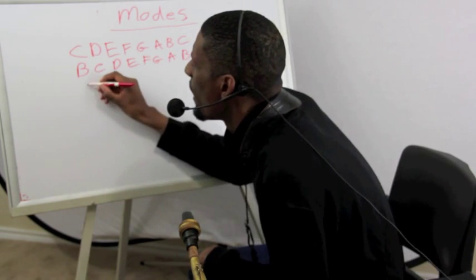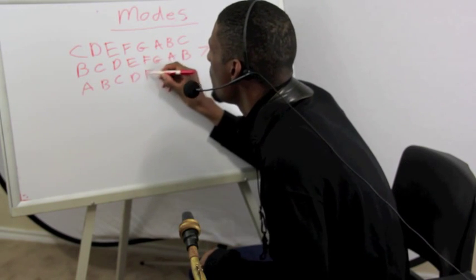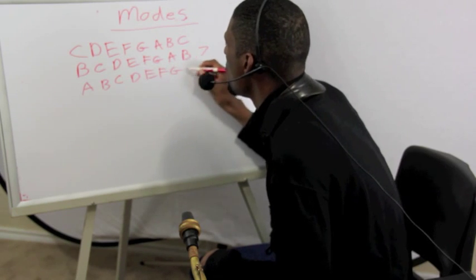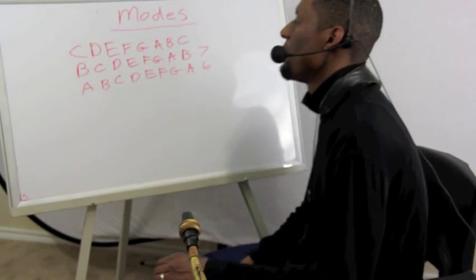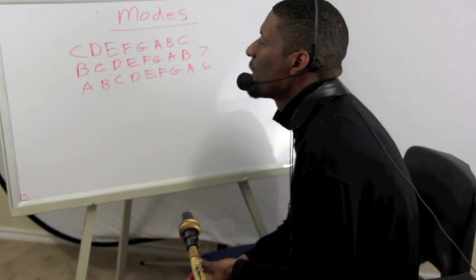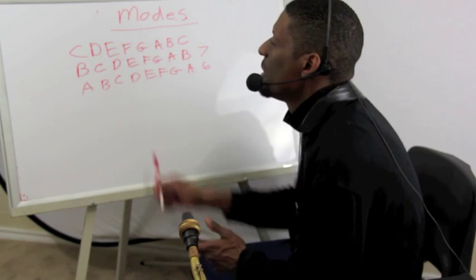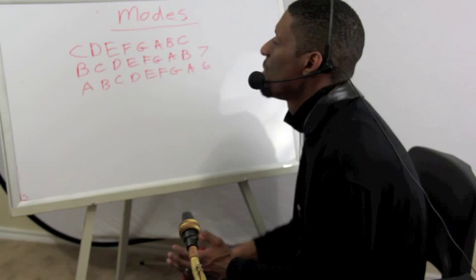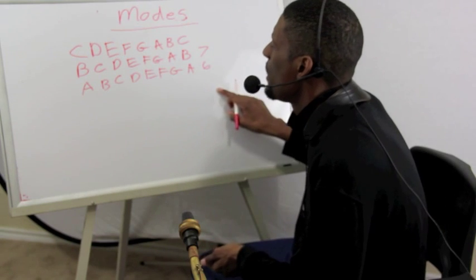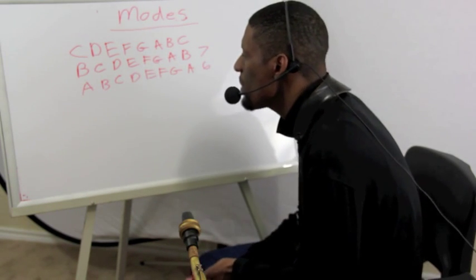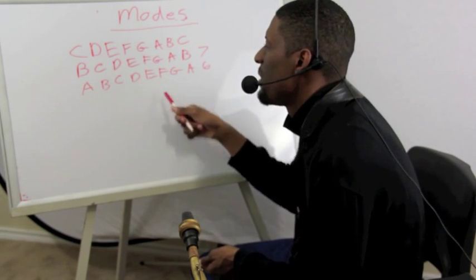Then we got A, B, C, D, E, F, G, A. This is 6th, and this is minor. This is a minor scale. I guess I could talk about the qualities as I go through there. They call this B the half diminished scale, and they call this the Aeolian minor or the natural minor. It has the flat 6 in there. So the flat 6 is that F right there.